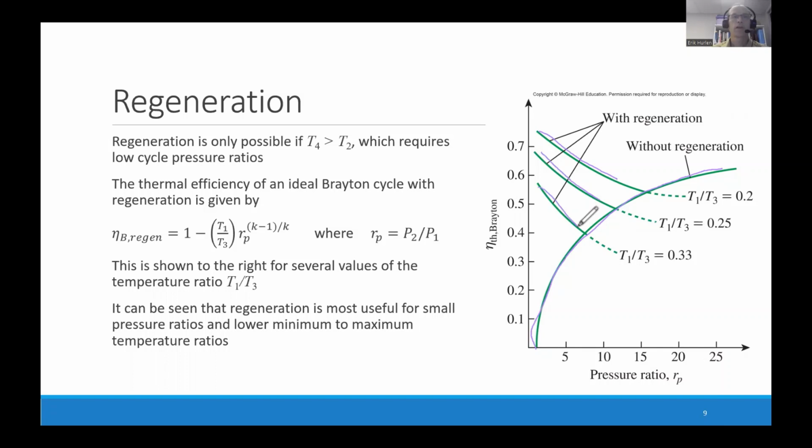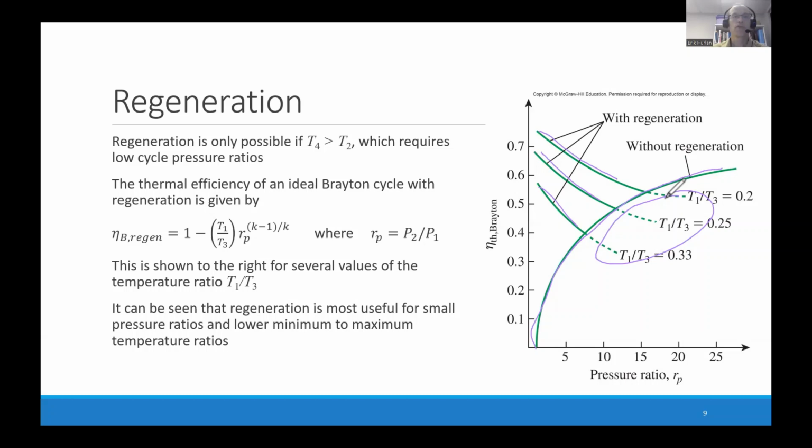As mentioned previously, regeneration is only useful if T4 is greater than T2. This generally happens at lower pressure ratios. So we can see here that at higher pressure ratios, the thermal efficiency with regeneration drops below that of where there is no regeneration, and is therefore not useful.